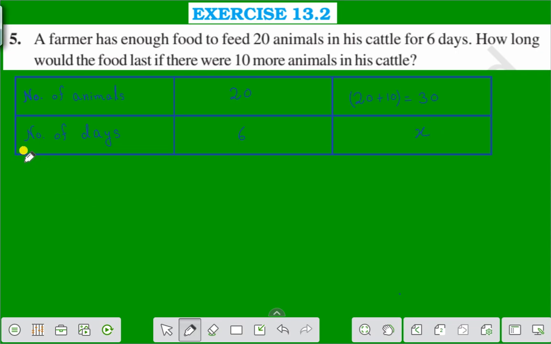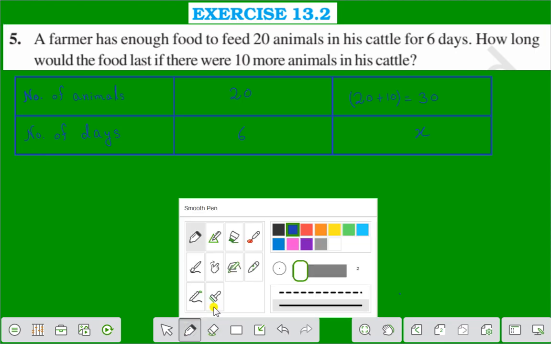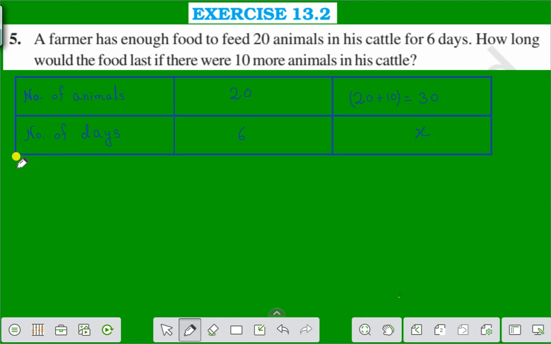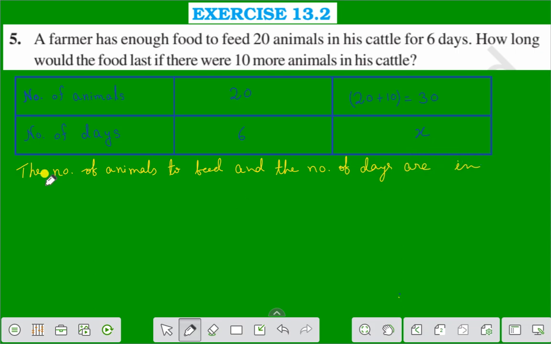Here you see that the number of animals to feed and the number of days are in inverse proportion.